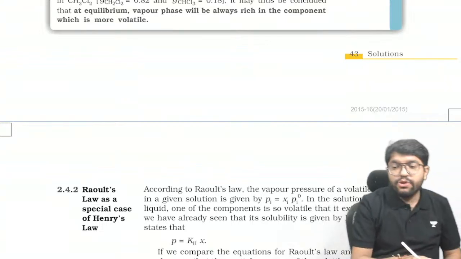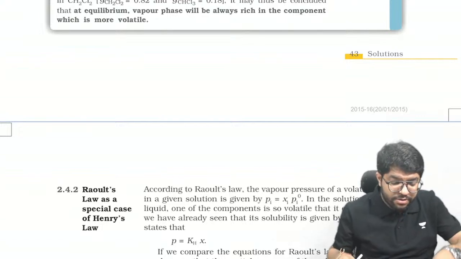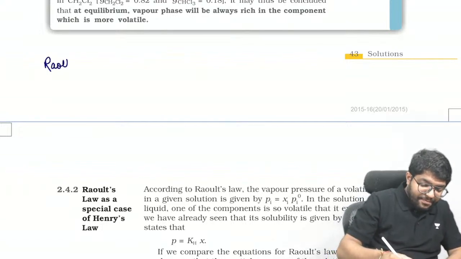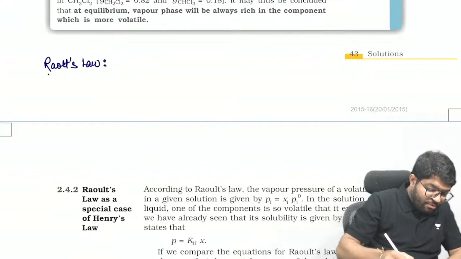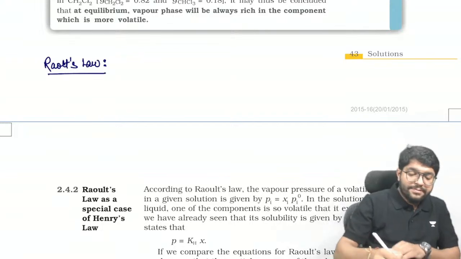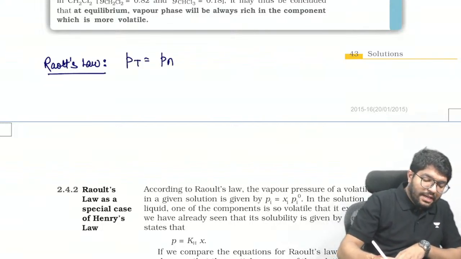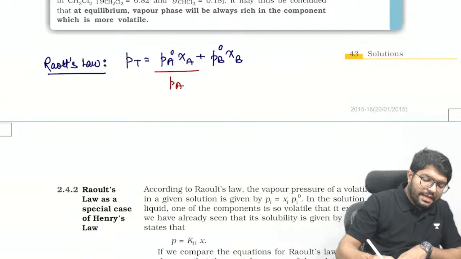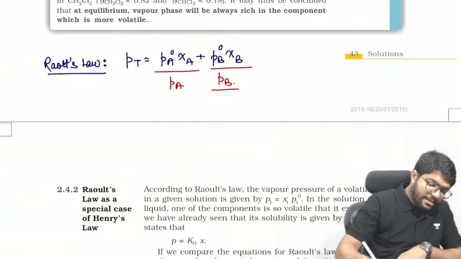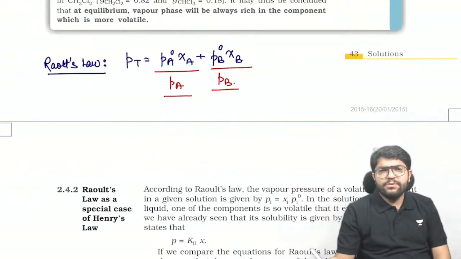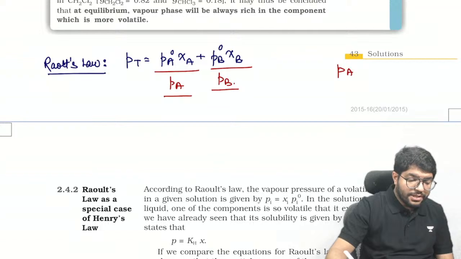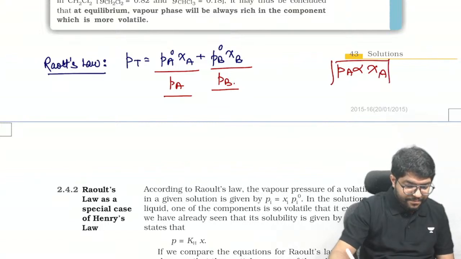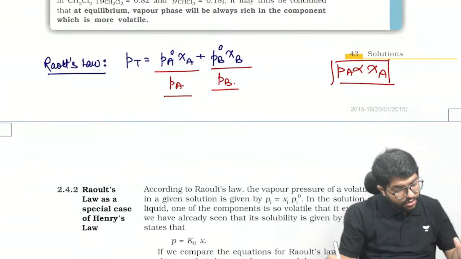When I talk about Raoult's law per se, total pressure is PA naught chi A and PB naught chi B, right? And these are actually the partial pressures. This is PA and this is PB. Sorted actually. This is Raoult's law. And as per Raoult's law, my partial pressure will be proportional to chi A.